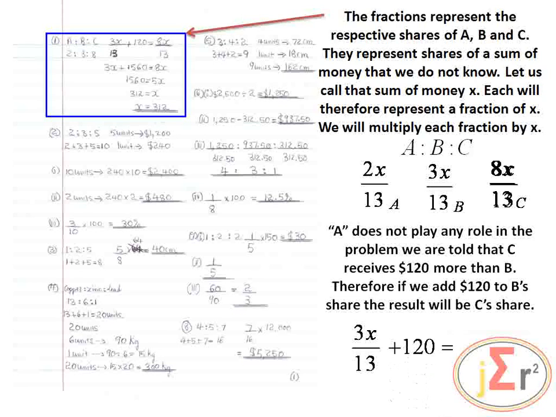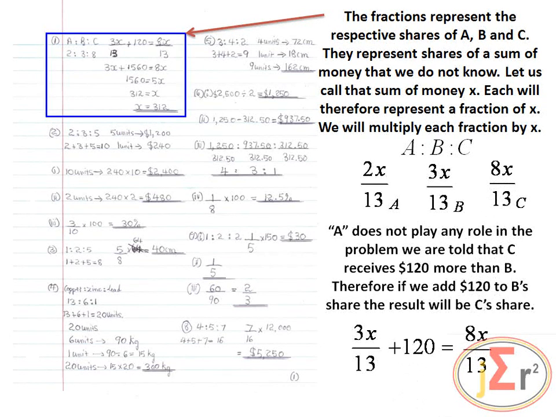So A does not take any part, and C gets $120 more than B. Therefore, if we add $120 to B, then the result will be the share of C. One great problem that students have interpreting this problem is that they interpret the problem in such a way that they conclude that that $120 should be added to the share of C. But do not forget that we say that what? Leave this out. Leave out this 120.